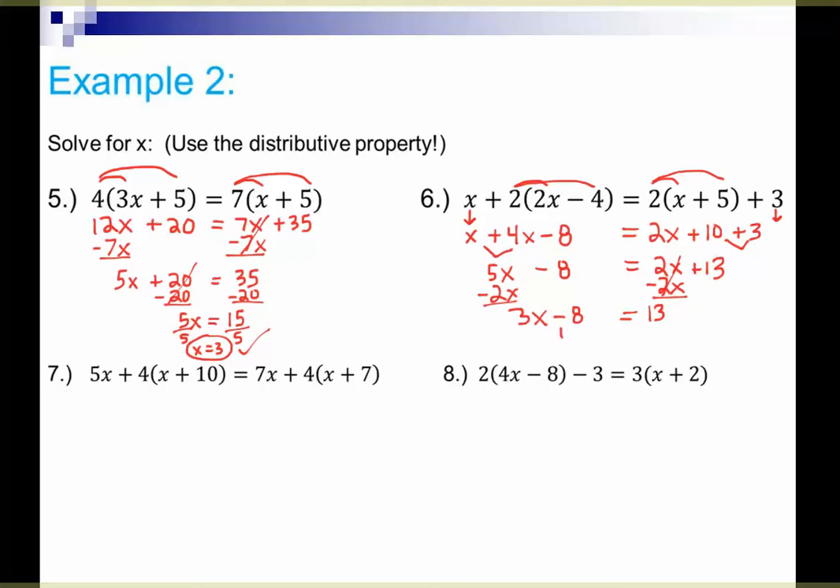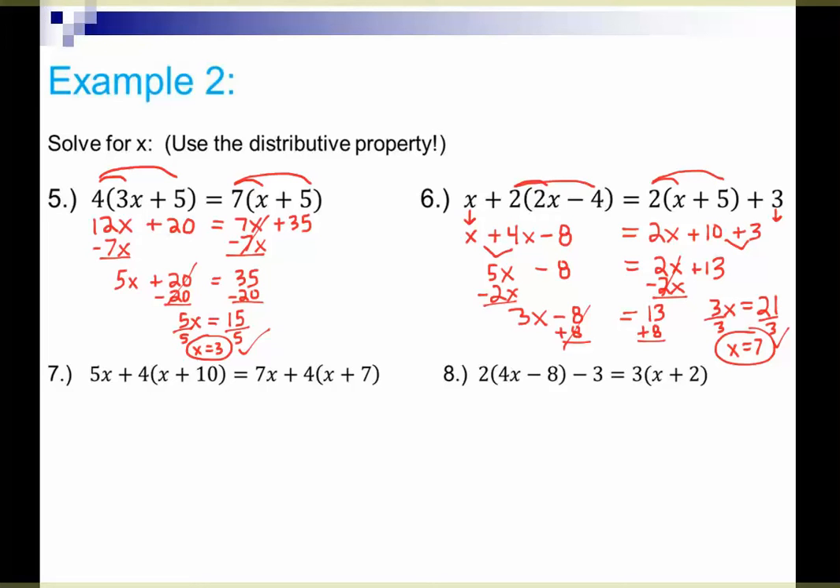Looks like we're going to add 8 to both sides. Now I'm running out of room here, so I'm going to kind of jump over here to the side, and we get 3x equals 21. Divide by 3, divide by 3, x equals 7. So hopefully you got x equals positive 7 for your problem there in number 6. If you plug that in, it will check out. Okay, let's go through these other ones. They're also of the complicated variety.